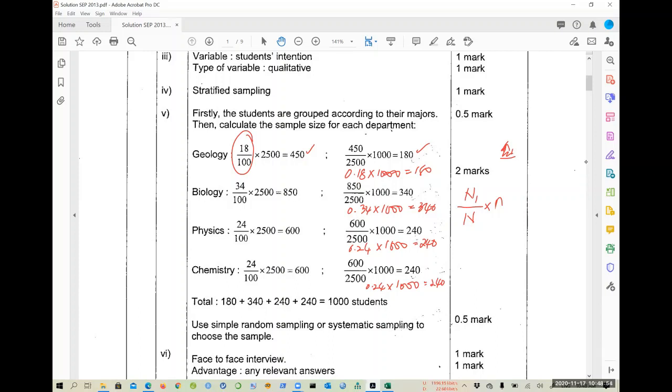Okay, this is the first step. First step, you divide the population into subgroups. The second step, you calculate the sample size from each subgroup. And then the third one, you apply simple random sampling or systematic sampling to choose the sample calculated in step 2. So that is basically how you perform stratified sampling. Okay, so that is the answer for that one.